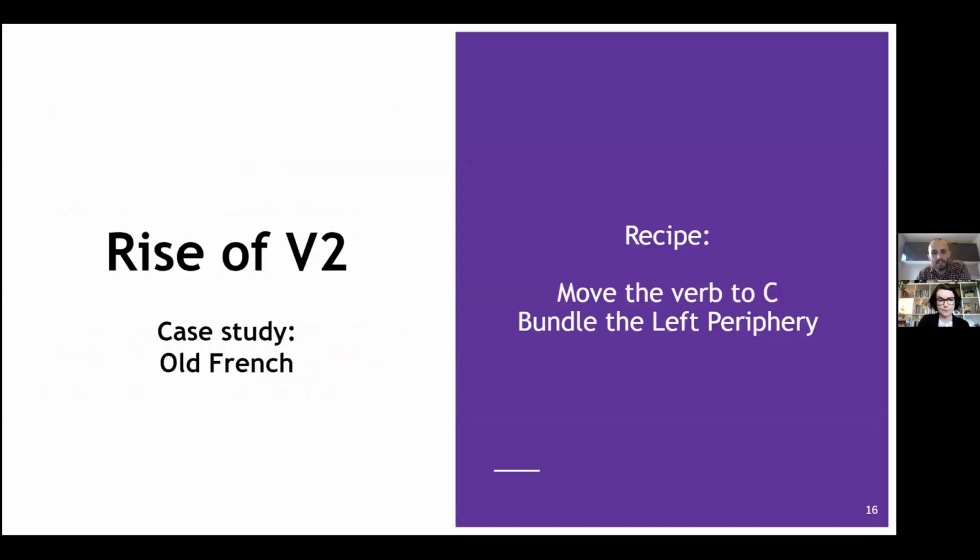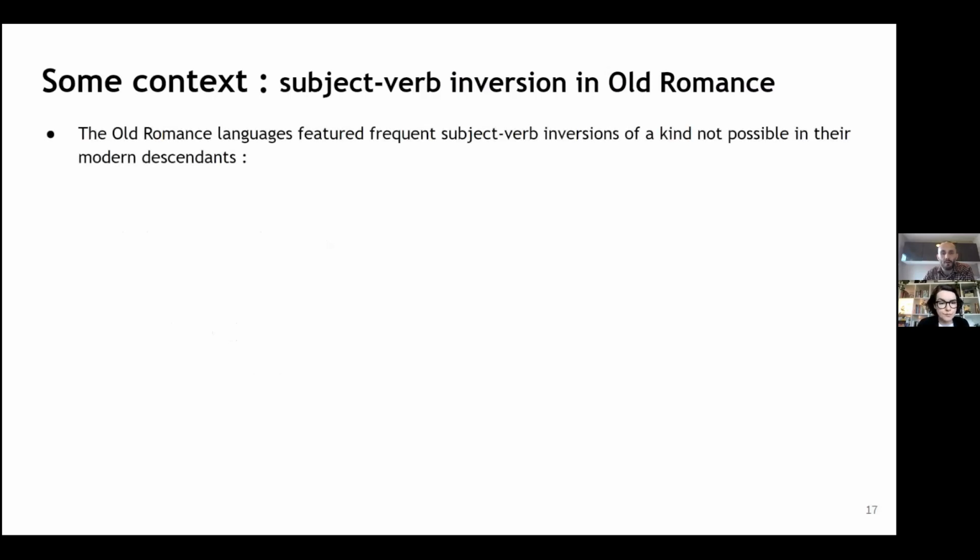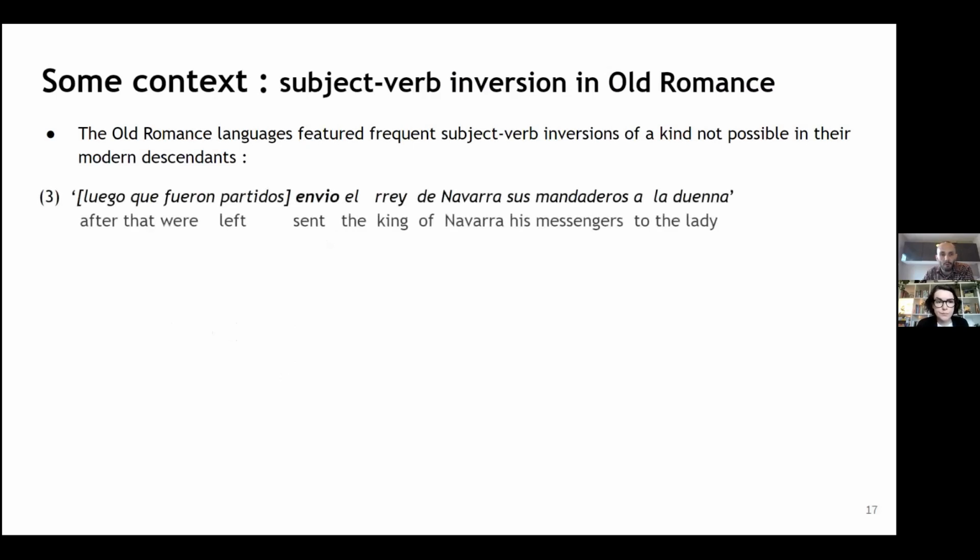Right, so our first case study then is the rise of V2 in Old French, which I will present relatively briefly because I presented on this last time in DIGS, and we want to get back to the actual acquisition theory. So just some context for you. The Old Romance languages featured subject-verb inversions of a kind that are not possible in the modern descendants. Here is an example from Old Spanish that is not met with enthusiasm from modern Spanish speakers. After that they had left, sent the king of Navarra, literally his messengers, to the lady.